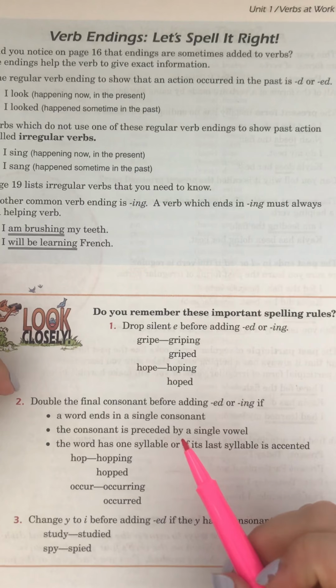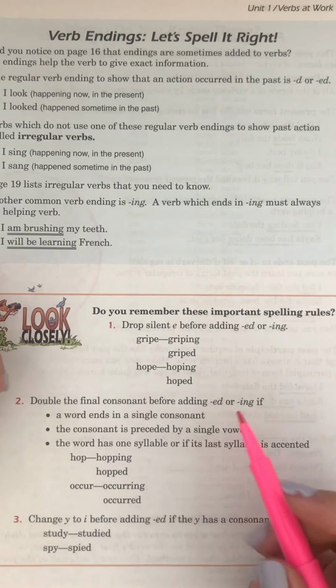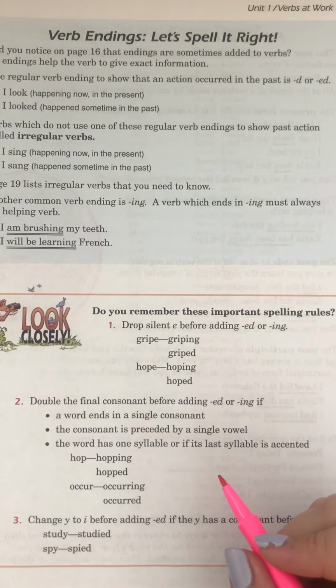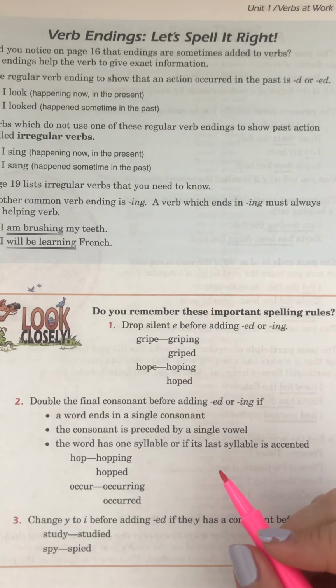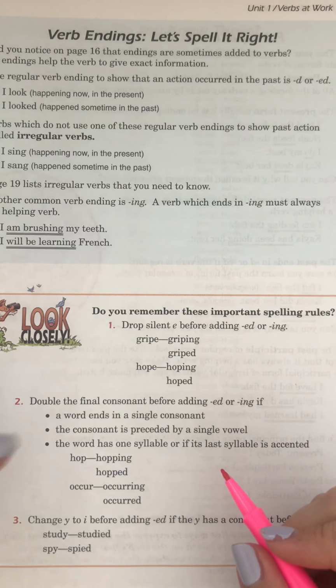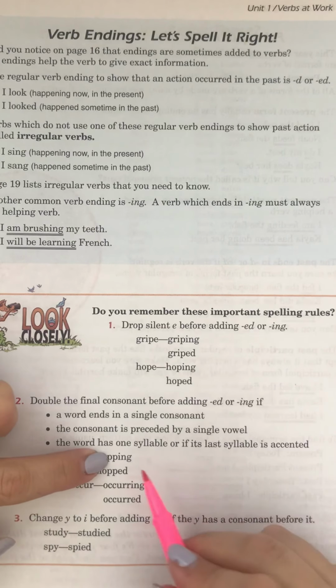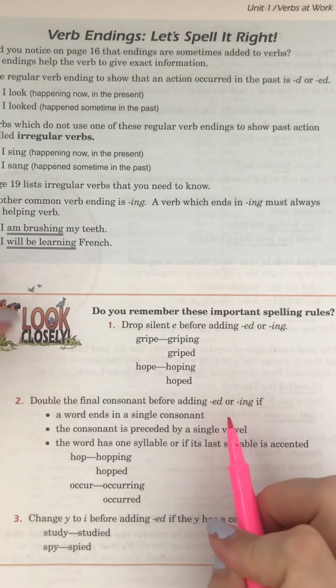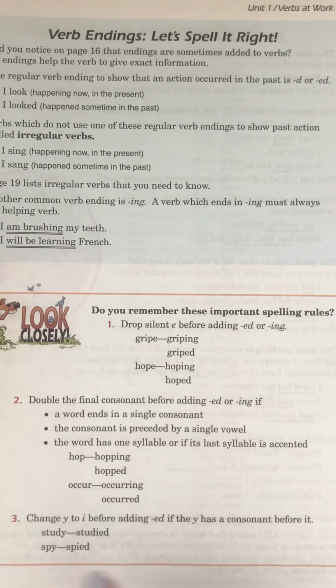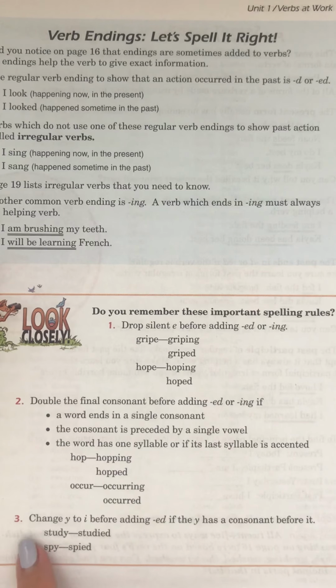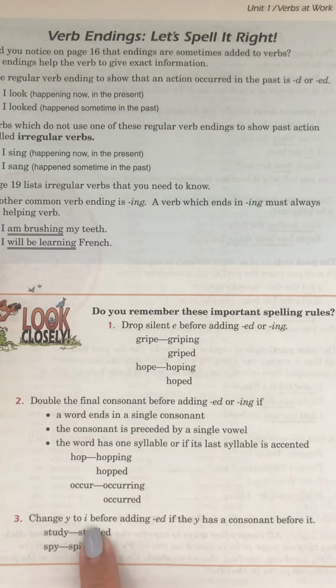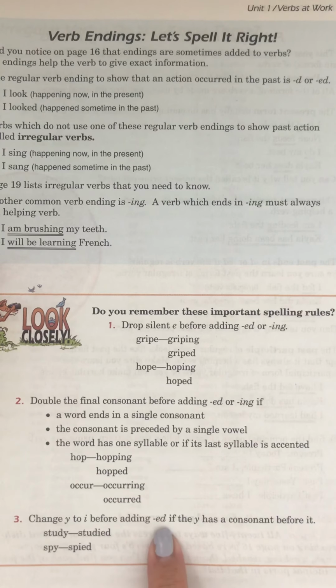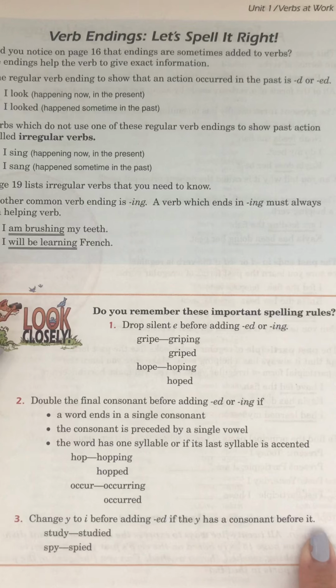Now, just in case you forgot, remember that a consonant is every letter that is not a vowel. Every letter that is not A, E, I, O, or U. And you should double the consonant when you're adding ing. Usually. And number 3 says, change Y to an I before adding ed if the y has a consonant before it.